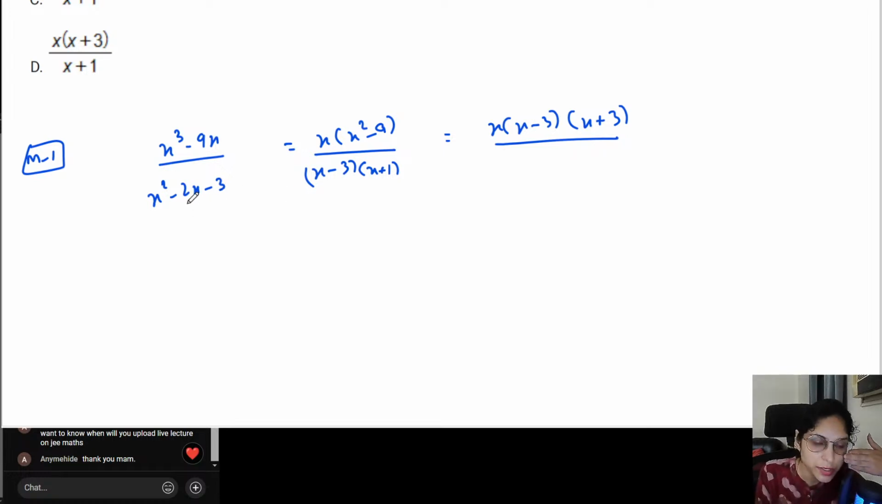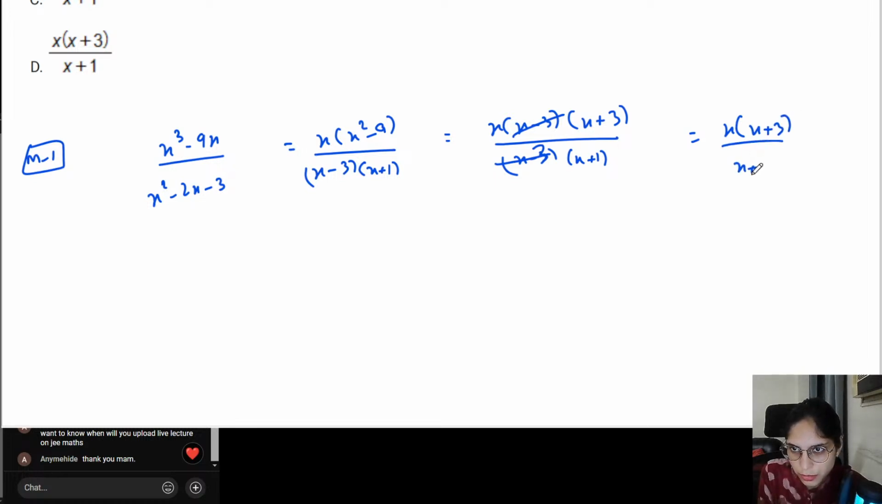Because 3 minus 1 is 2, negative 3 plus 1 is negative 2. So that is why negative 3 and 1. And x squared minus 9 is a squared minus b squared, so a minus b times a plus b. Cancel, cancel. This is x times x plus 3 over x plus 1. That's my answer. Option 2, you can use Desmos.